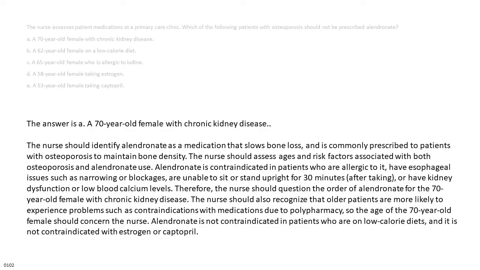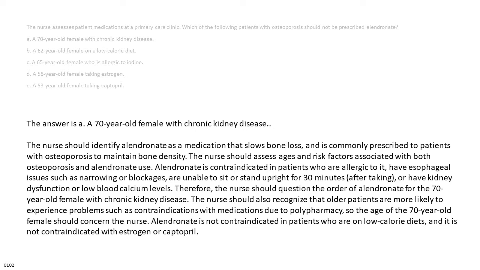The answer is A. A 70-year-old female with chronic kidney disease. The nurse should identify alendronate as a medication that slows bone loss, and is commonly prescribed to patients with osteoporosis to maintain bone density. The nurse should assess ages and risk factors associated with both osteoporosis and alendronate use. Alendronate is contraindicated in patients who are allergic to it, have esophageal issues such as narrowing or blockages, are unable to sit or stand upright for 30 minutes after taking, or have kidney dysfunction or low blood calcium levels.